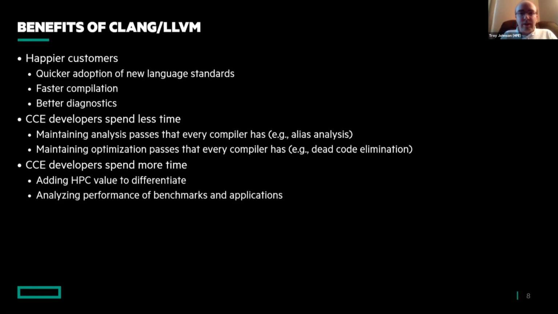And so by leveraging CLANG and LLVM more, we're able to spend time doing things that are more of real interest to us, such as adding more HPC value for differentiation in the market, and also analyzing performance of benchmarks and applications. So we really didn't have as much time to do that before because we were spending a lot of time just maintaining the infrastructure and keeping things going. But now we have more time to really dig into user applications and benchmark codes and see where we can make new contributions.